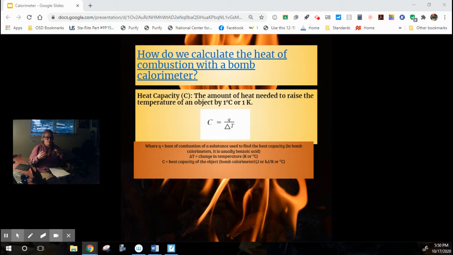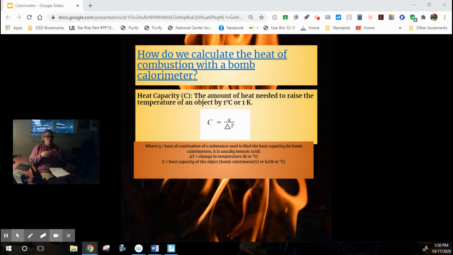So one thing to know about bomb calorimeters, or any calorimeters for that matter, they're part of the surroundings that are absorbing heat from the system that's being reacted. So good calorimeters have a very, very low heat capacity. However, bomb calorimeters made of metal are going to absorb more heat than, let's say, a coffee cup calorimeter, which is going to absorb less heat because it's made of an insulated material.